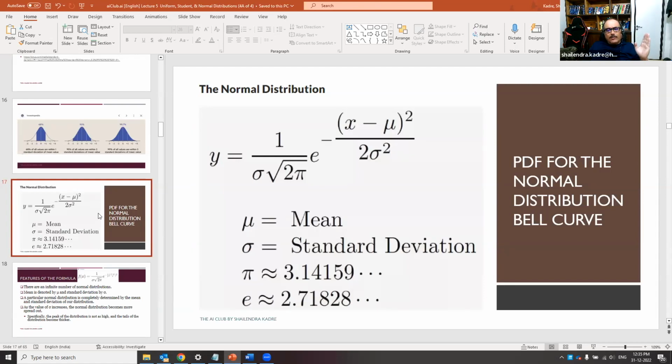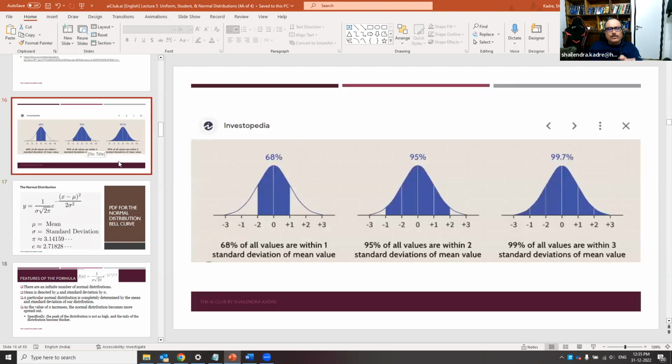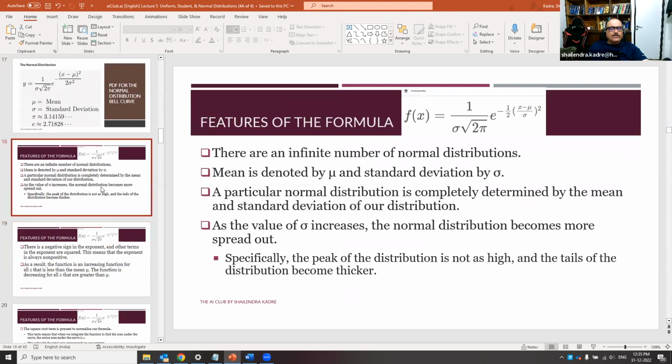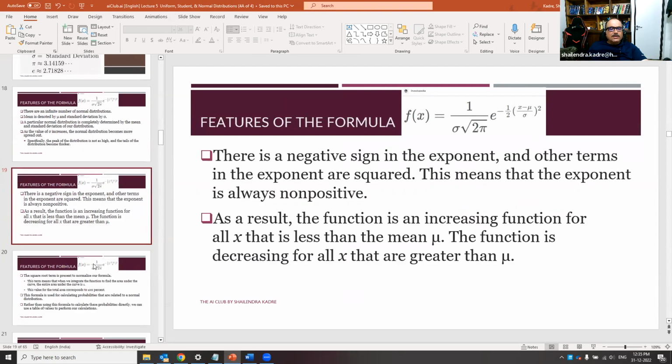Y is nothing but your probability, and x is your input, like the experiment number or some value of x for which you are calculating y. So you have this formula and you can draw this distribution. When you have the distribution, we have this 68, 95, 99.7 property, and there are several other properties of normal distribution which we studied.